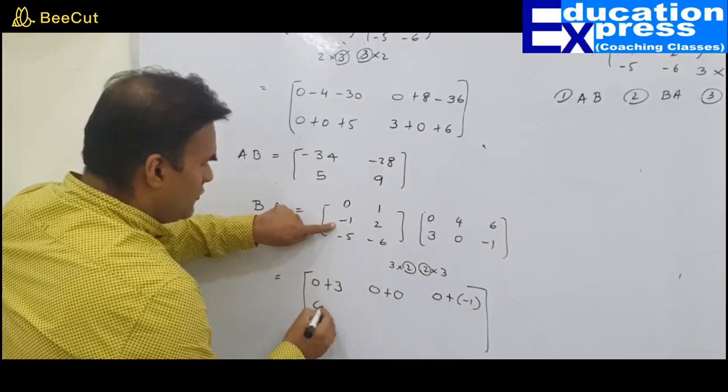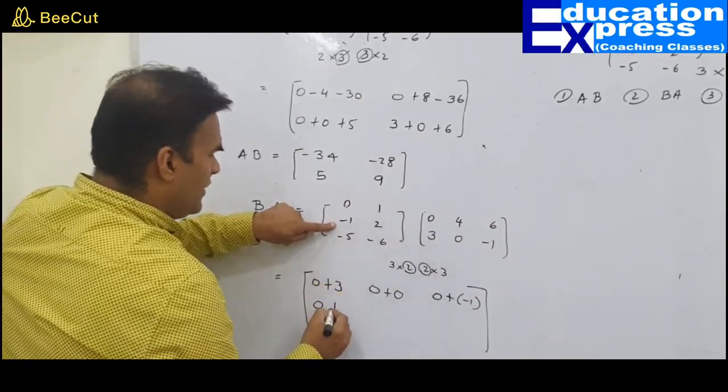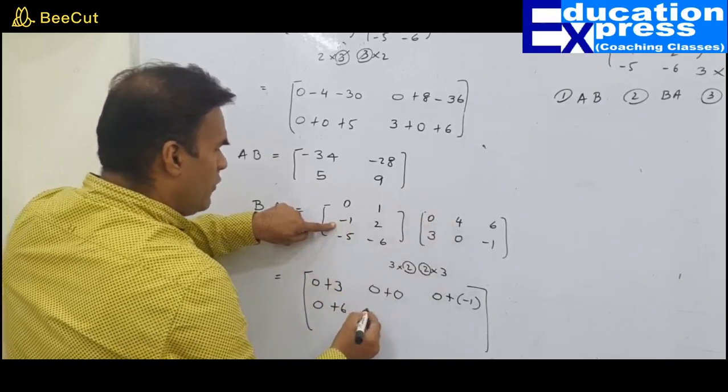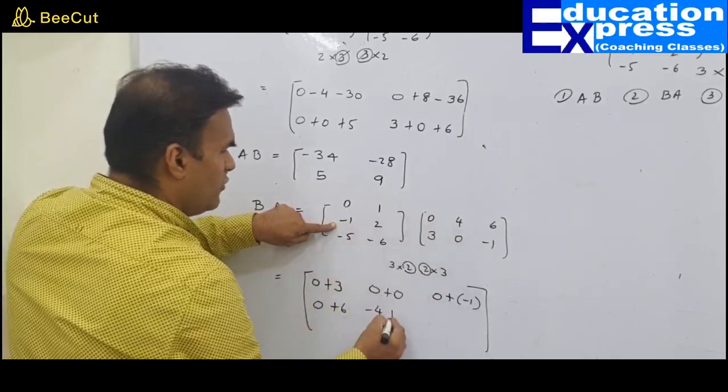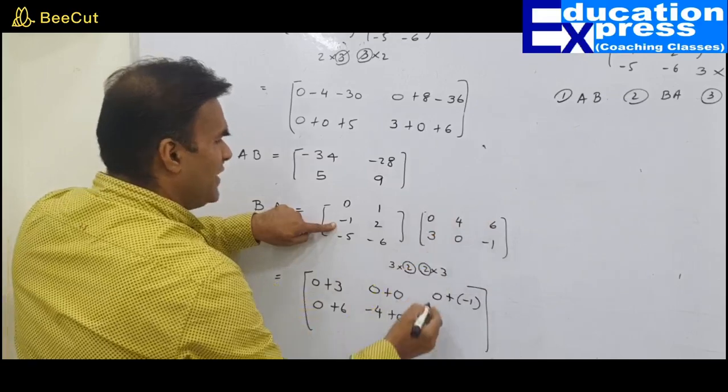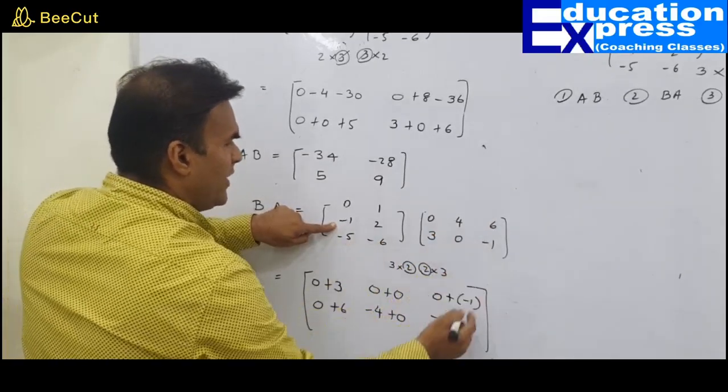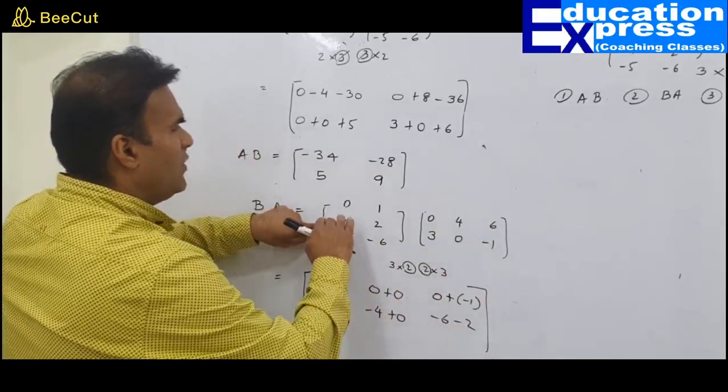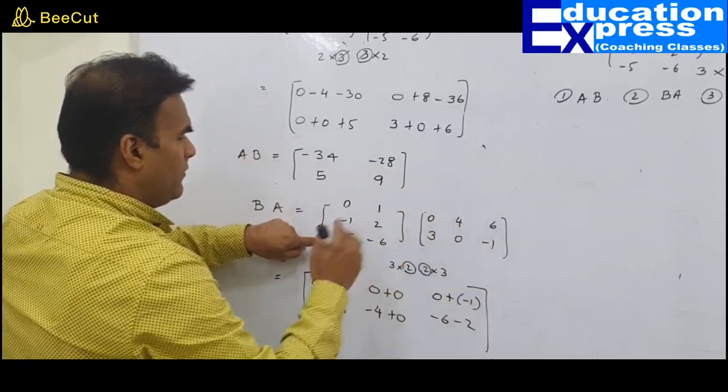Minus 1 into 0, 0. 2 into 3, 6. Minus 1 into 4, minus 4. 2 into 0, 0. Minus 1 into 6, minus 6. 2 into minus 1, minus 2. Second row is also done. Move on to the next.